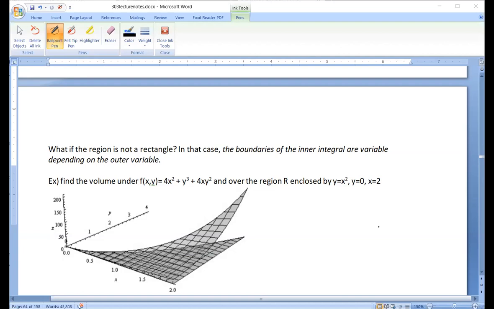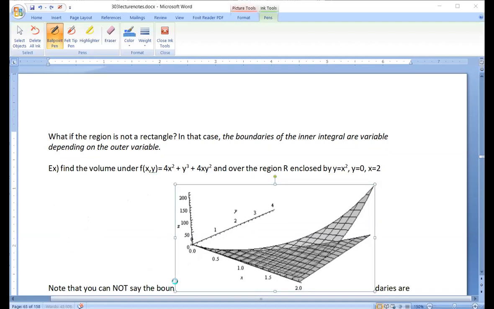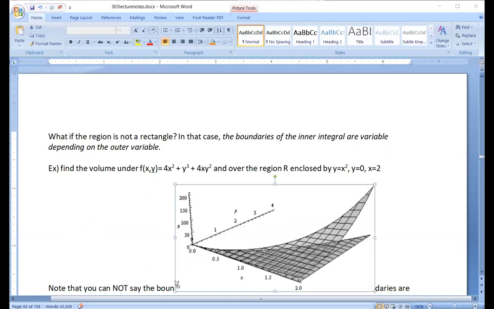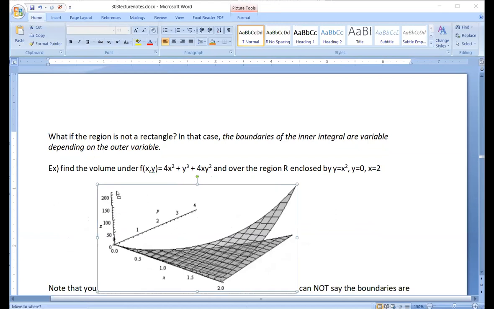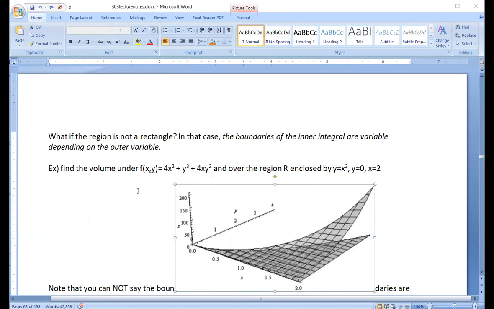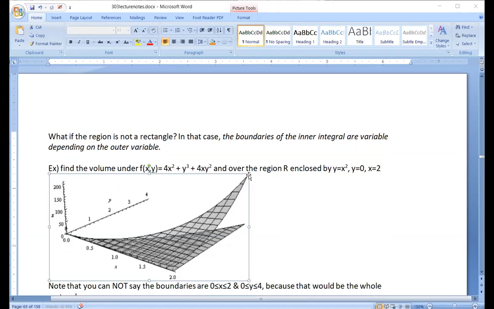So notice that we've got the curve y equals 0. That's here. Oops. Oh, come on. Sorry, one sec. Oh, man. There we go. Sorry. Okay.